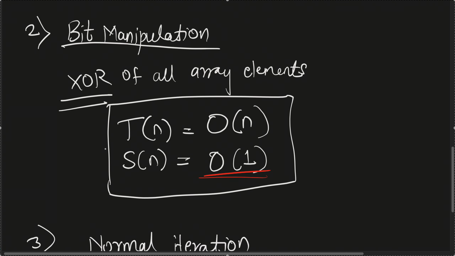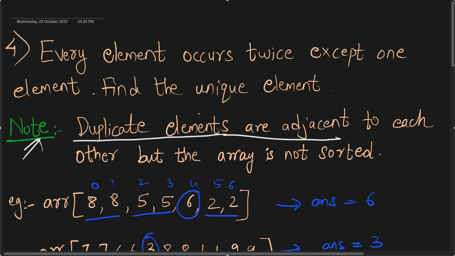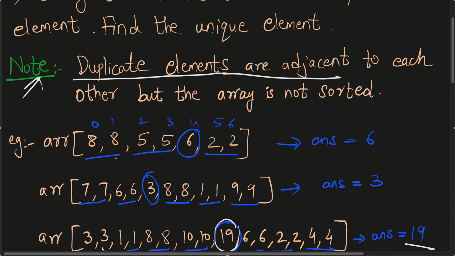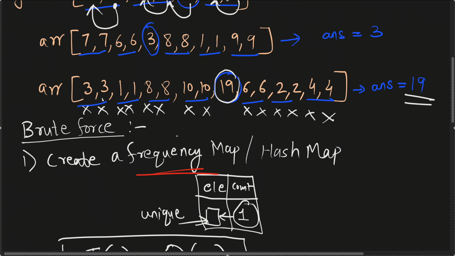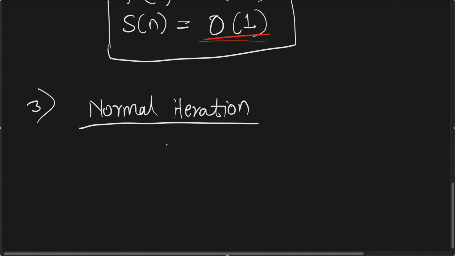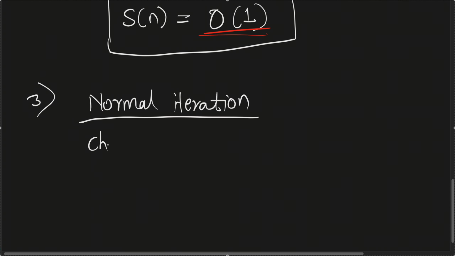What we can do, as they have given that duplicate elements are adjacent, so we can write a check: if this element's adjacent elements are duplicate, then it is not a unique element. So what we can do is check the adjacent pair.